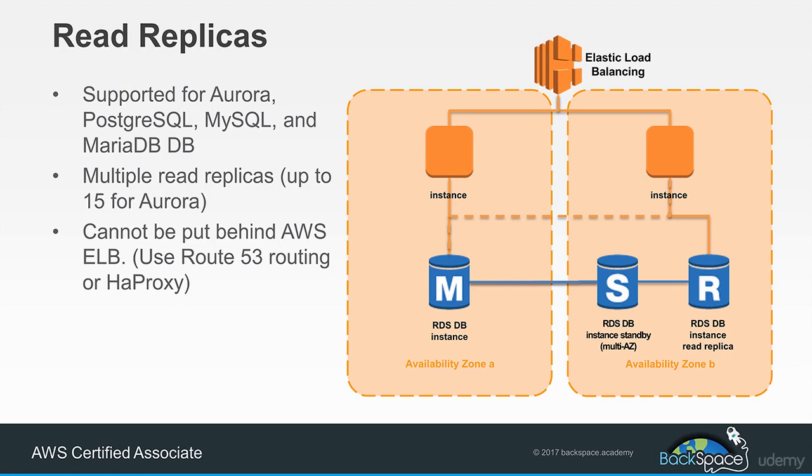Normally you would just have a single read replica, which would be the simple way of doing it. The instance inside availability zone A would be using the master database for reads and writes. The other availability zone would be doing all of its reads through to the read replica and only doing the writes to the master database.